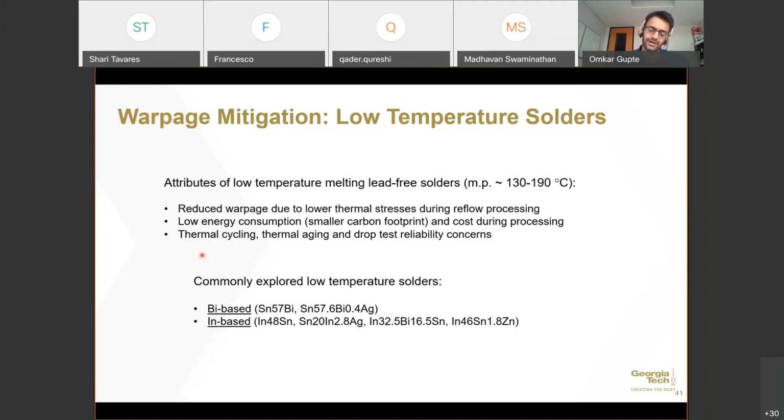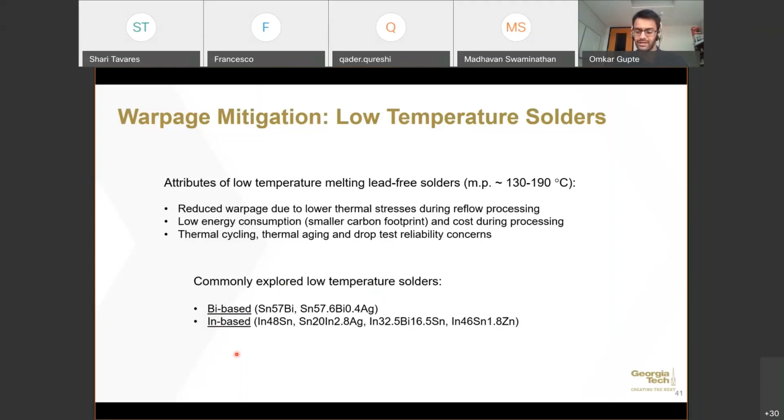However, many of these low temperature solders have reliability concerns during thermal cycling, thermal aging, and drop test, because these low temperature solders are mainly based on two materials. One is bismuth and the other is indium. Bismuth by itself is a more brittle material, because of which the thermal cycling reliability is reduced.